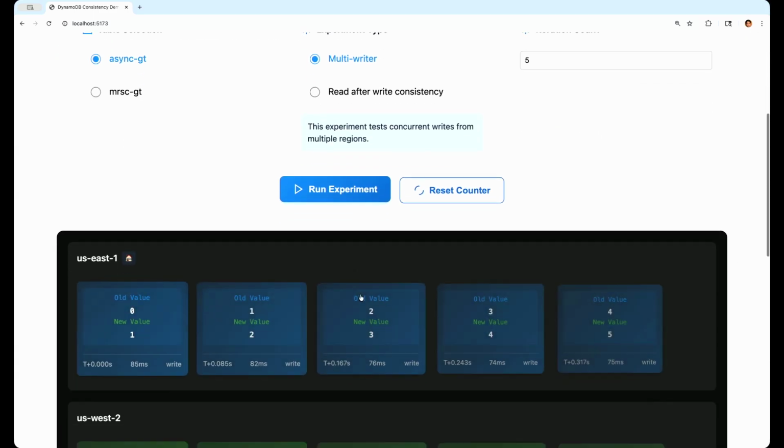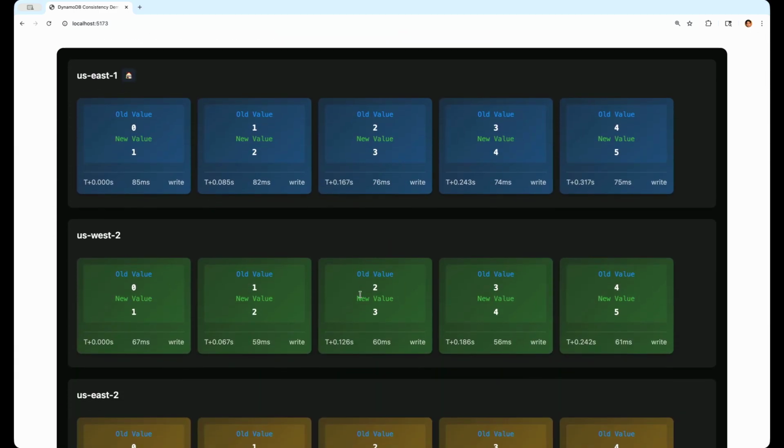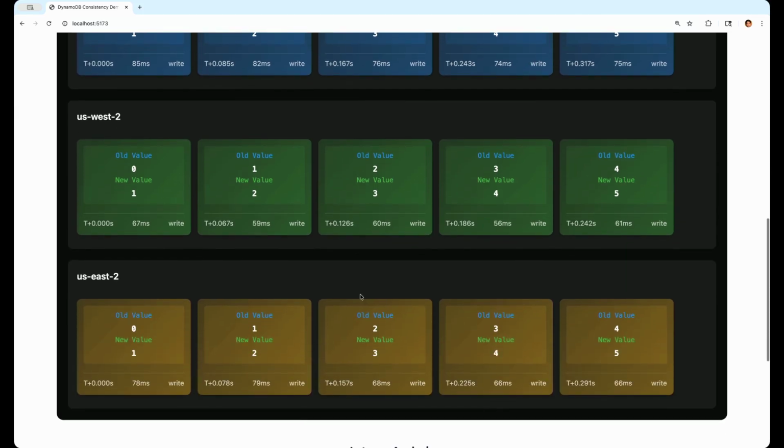Run this experiment, and you can see that they all incremented the counter 5 times, but they just landed up with the same value eventually because they're not talking to each other. The writes are not coordinated. The writes are not getting propagated before the writes happen locally in the region. So all 3 replicas land up being the same value.